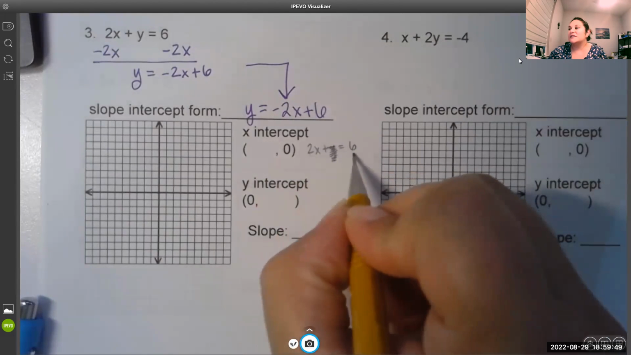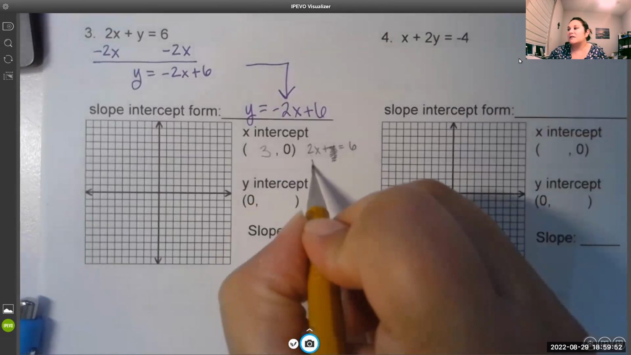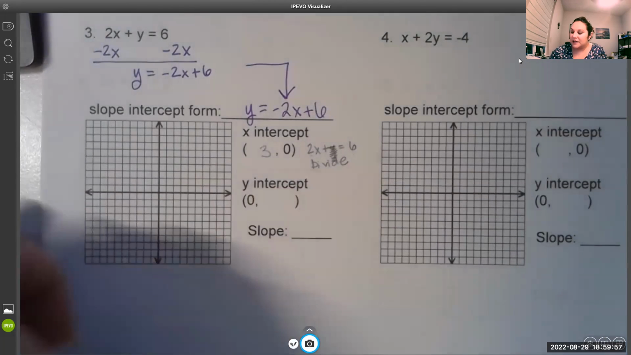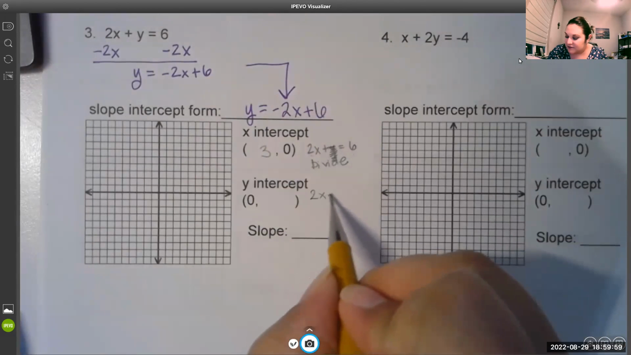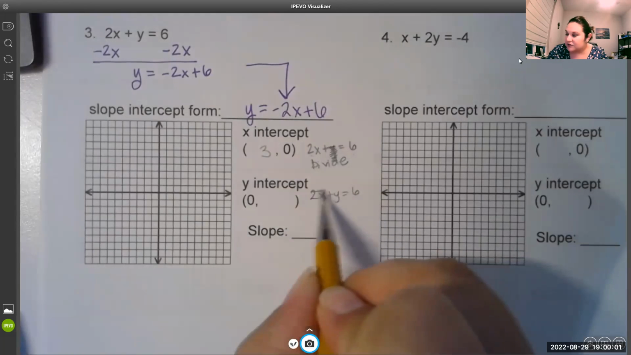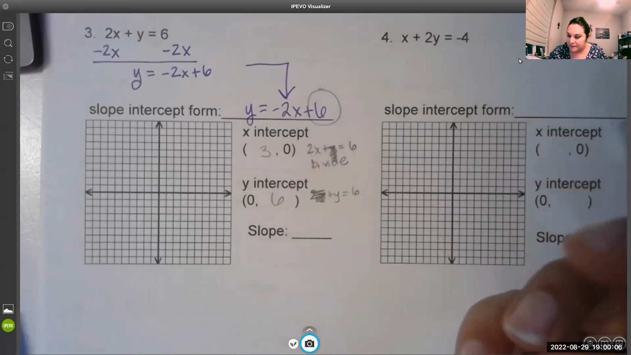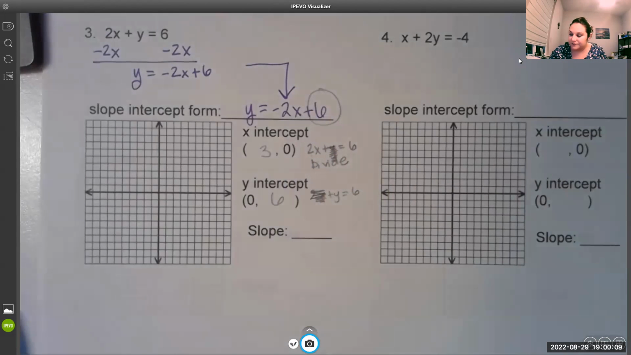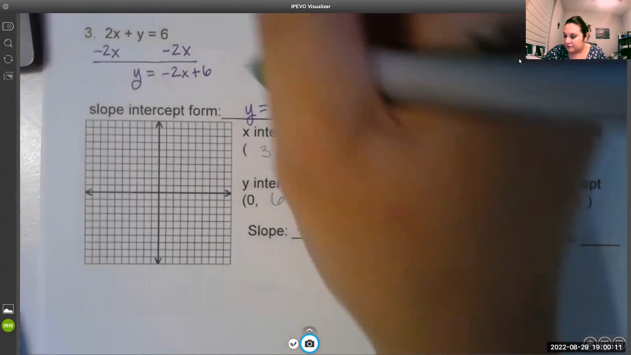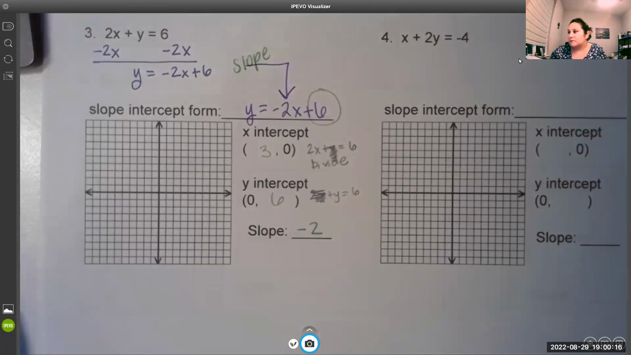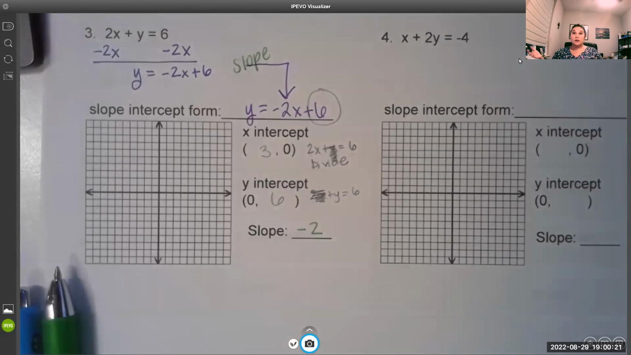So 2 goes into 6 3 times, right? And then the y-intercept, that's if I did 2x plus y equals 6, and I just scribbled out the x part. But it's also this guy right here. Slope is -2. And so at this point, because I'm asking you to figure out the intercepts and the slope, how you graph it is up to you.